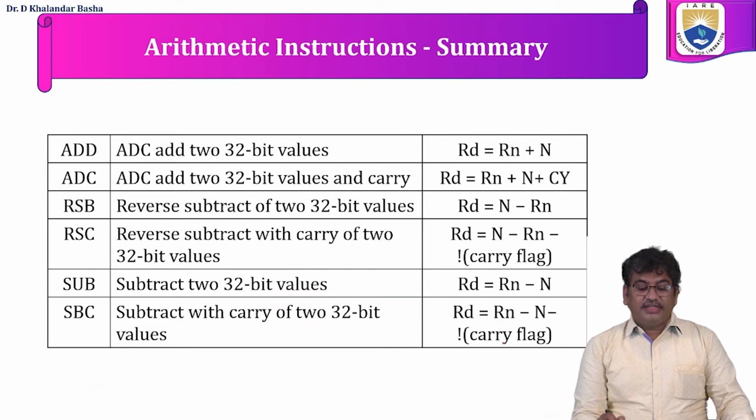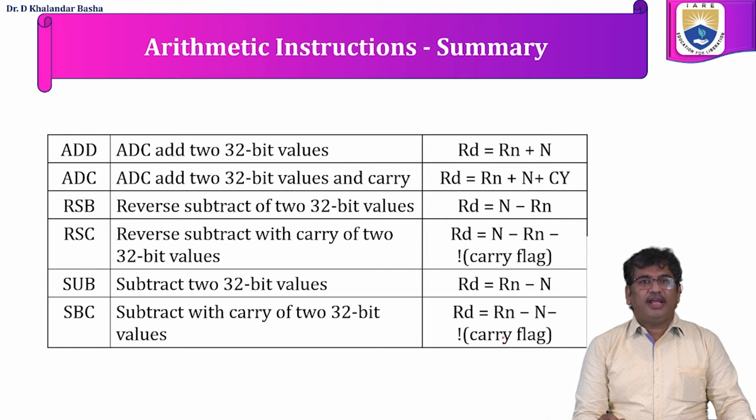At a glance, you can see all the arithmetic instructions. The various arithmetic instructions we have are ADD, for adding two 32-bit values; the functionality we can write as Rd is equivalent to Rn plus N. ADC, add two 32-bit values along with the carry, that is Rd is equivalent to Rn plus N plus carry. RSB, reverse subtraction of two 32-bit values, that is Rd is equivalent to N minus Rn.